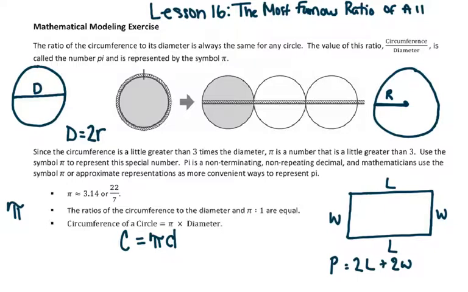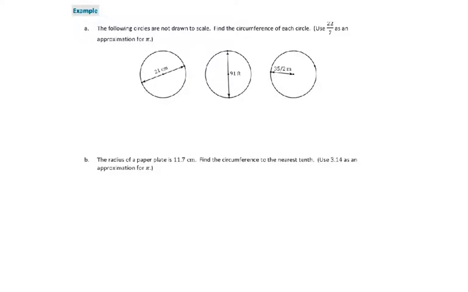So that's what we're going to be looking at today. Primarily, we're going to be looking at finding the circumference of a circle. And we're going to end today by talking about how we can find the circumference of an arc, so half of a circle instead of an entire circle. So we're going to move on now, and we're going to look at the first example.